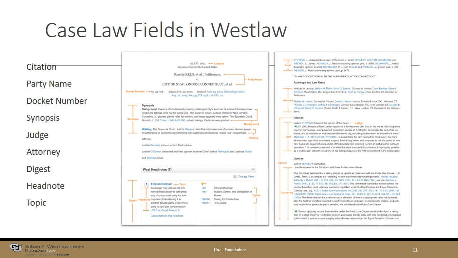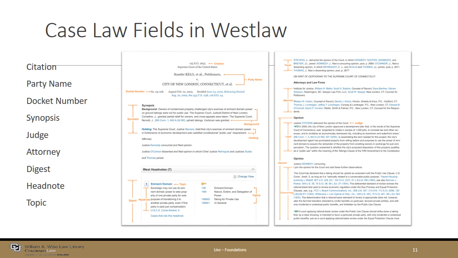If you choose to search within, for example, the 10th Circuit Cases database or the U.S. Supreme Court Cases database, you can take advantage of case law fields. In Westlaw, these fields include the citation, which is the citation of the court opinion, the party names of those in litigation, and the docket number, which is the number that the court assigns to the matter. It's a very useful search field.